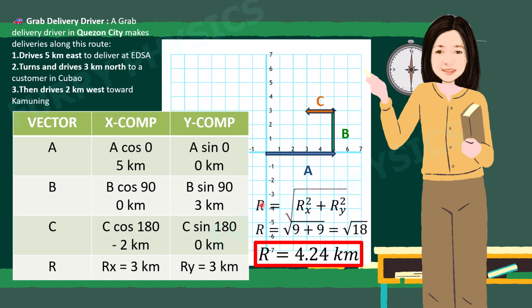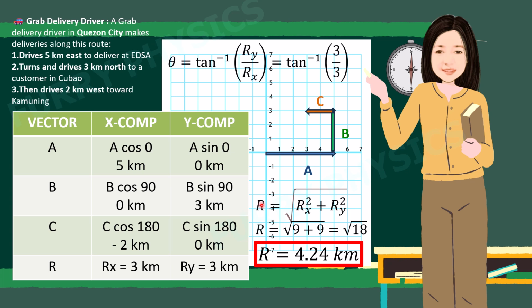Now, if we compare this to the graphical way of adding vectors, we approximately got the length of the resultant, or the magnitude of the resultant displacement, to be 4 kilometers. So in the component method, we are able to get the exact magnitude of the displacement, and that is 4.24 kilometers.